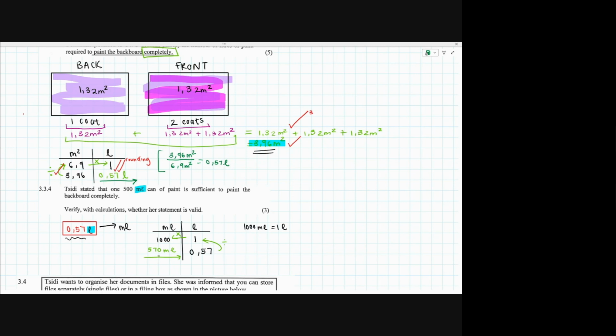Okay, so this gives us 570 milliliters. Obviously, that's not my final answer because the question asked me to verify. So verify means tell me if her statement is correct. Yes, she is correct. No, she is not. So she has said that 1 500 ml can of paint is enough. Well, no, I need 570 mils, not 500 mils. So we can say, therefore, no, she is incorrect.